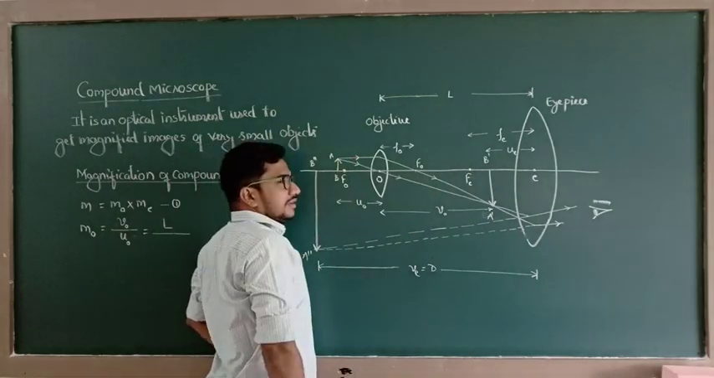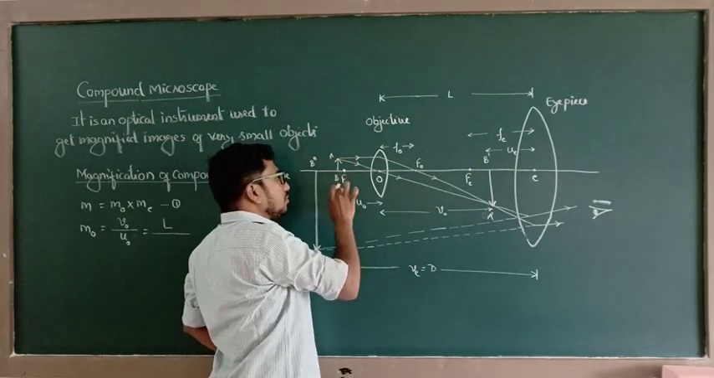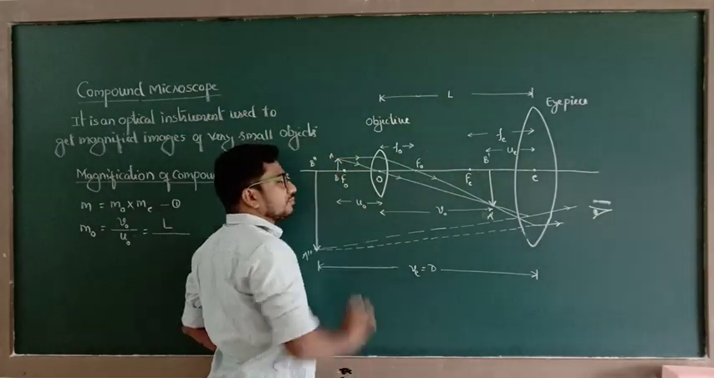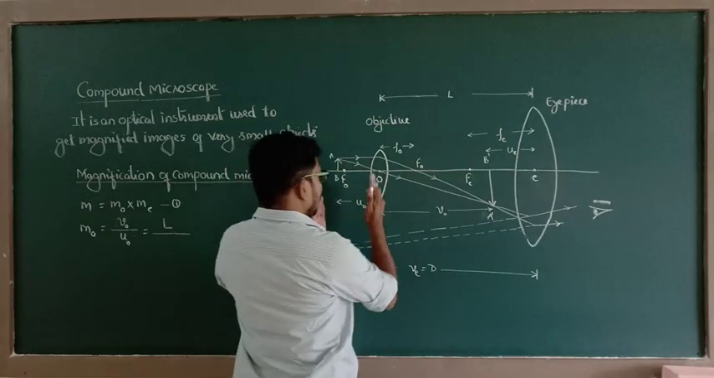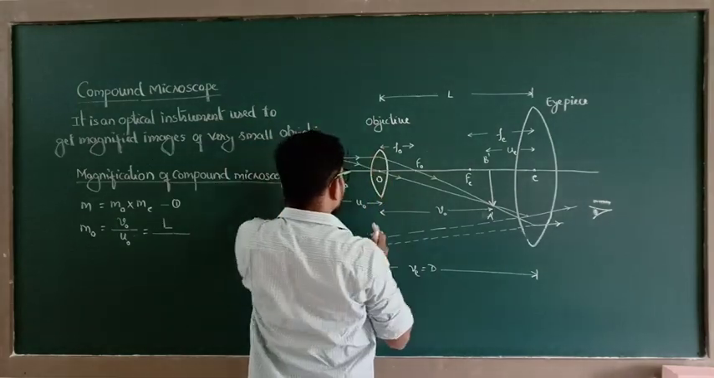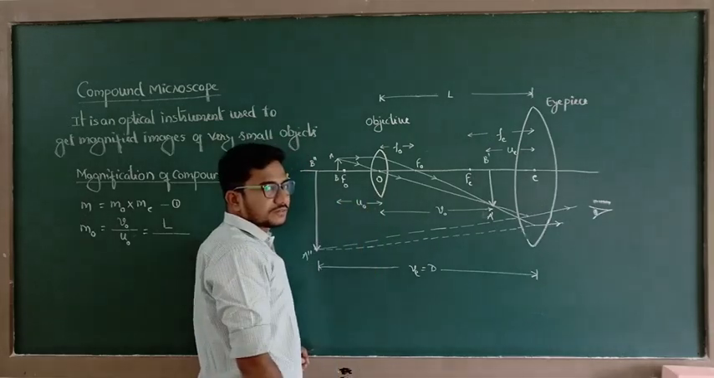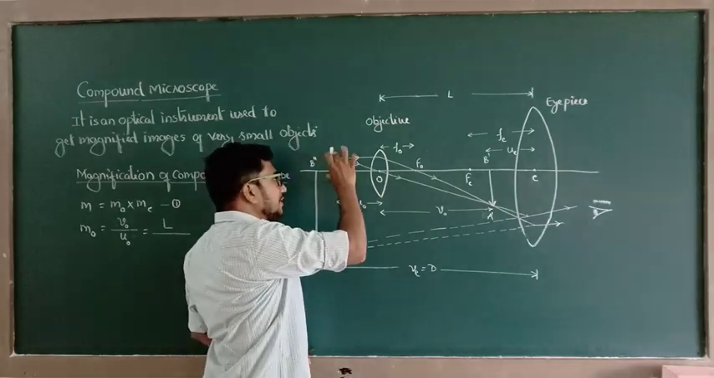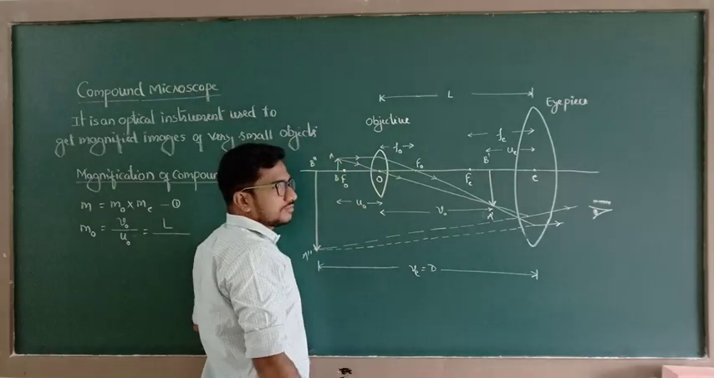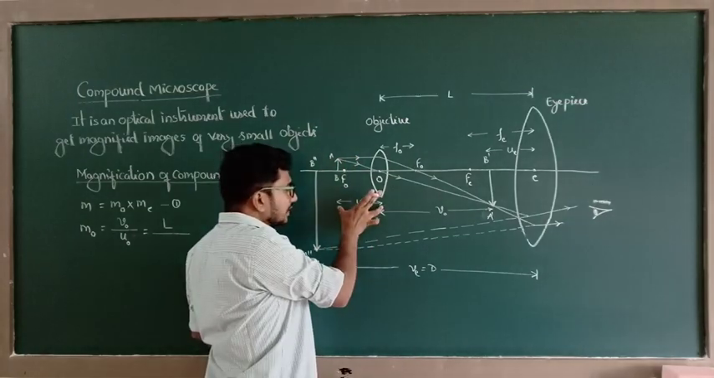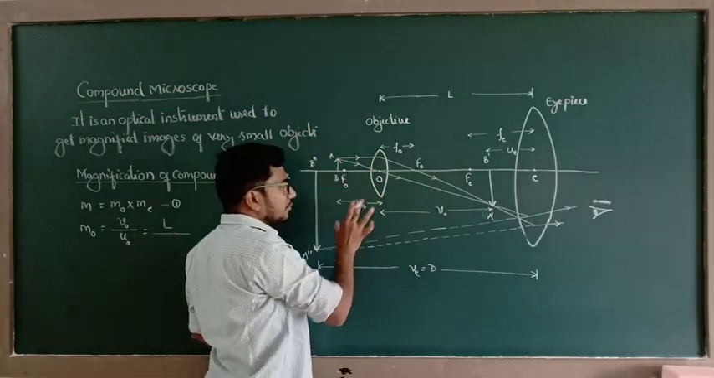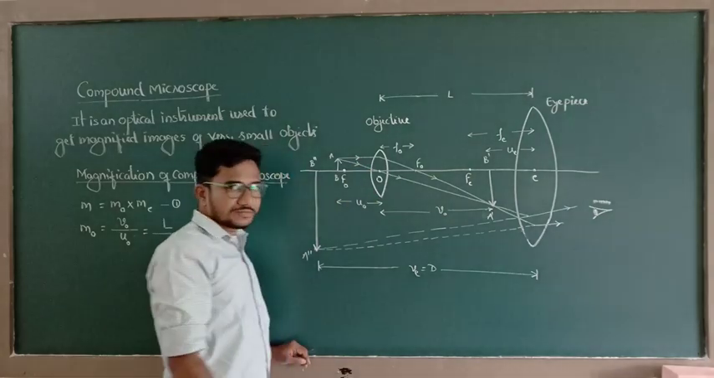Here AB is near to the principal focus of the objective. This is our object distance. This distance is the focal length of the objective. AB is near to the principal focus of the objective, and hence the object distance is nearly equal to the focal length of the objective.